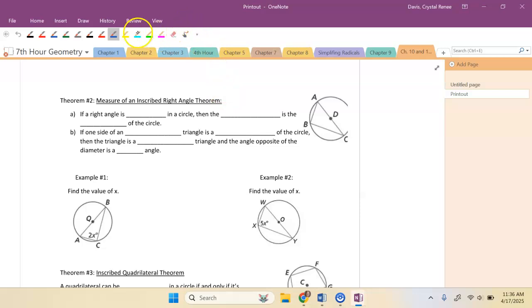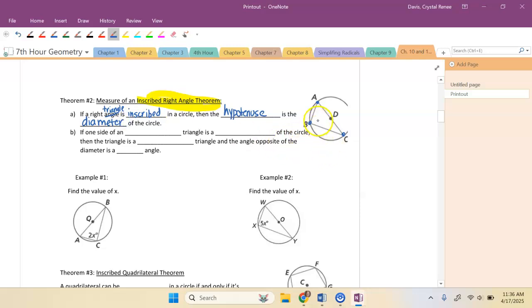Okay, so the second theorem talks about inscribed right triangles. So you should know what an inscribed triangle is, or an inscribed quadrilateral. Remember, that's just when we have a triangle that all three vertices are on the circle. So triangle ABC would be considered an inscribed triangle. So it says if a right triangle, this should be a triangle, not angle, is inscribed in a circle, then the hypotenuse is going to be the diameter.